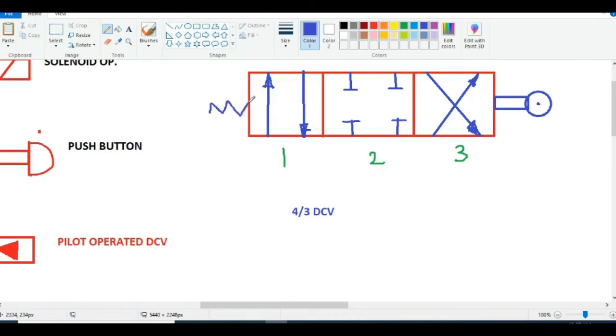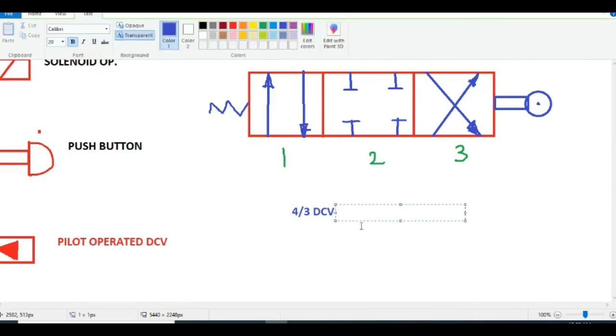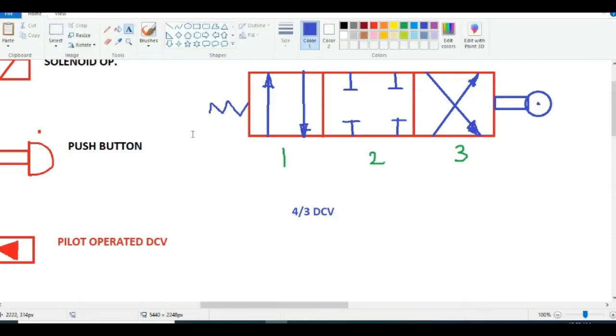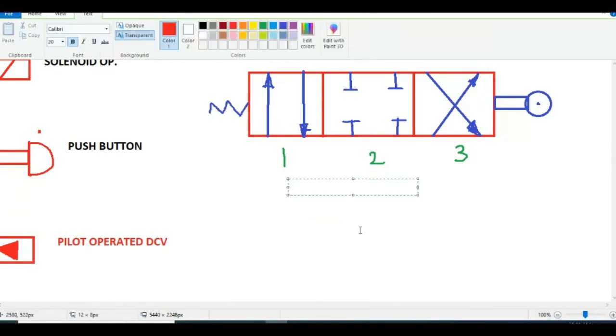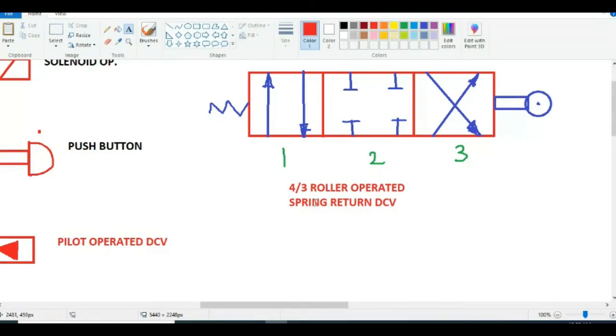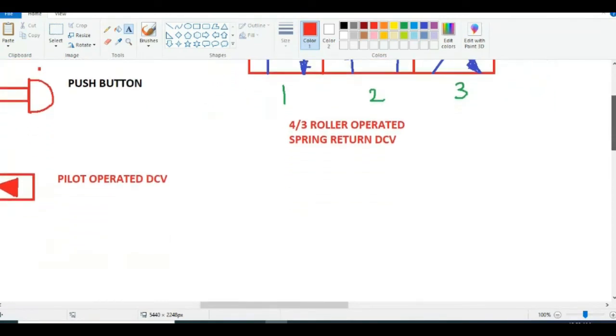So what is the name of the symbol now? 4 by 3. I will delete this. So what is the name of the symbol? 4 by 3 roller operated spring return direction control valve. Okay, this is how you can designate or remember the ISO symbols related to hydraulics and pneumatics.